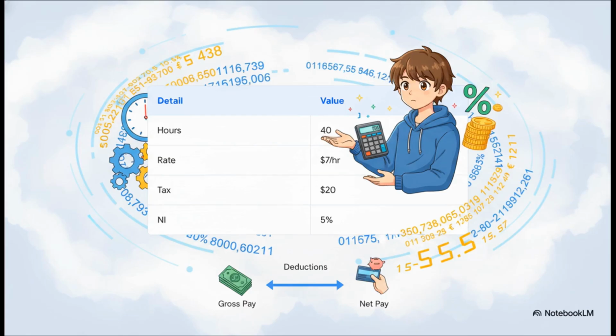Meet our case study, Amos. Let's walk through the exact variables of this paycheck. So Amos worked 40 hours this week at a rate of $7 per hour. For deductions, we have a fixed income tax of $20. We also have a national insurance deduction, but notice something here. This isn't a fixed dollar amount, it's a percentage, specifically 5% of gross pay. These are the exact numbers we're going to run through our 3-step formula.